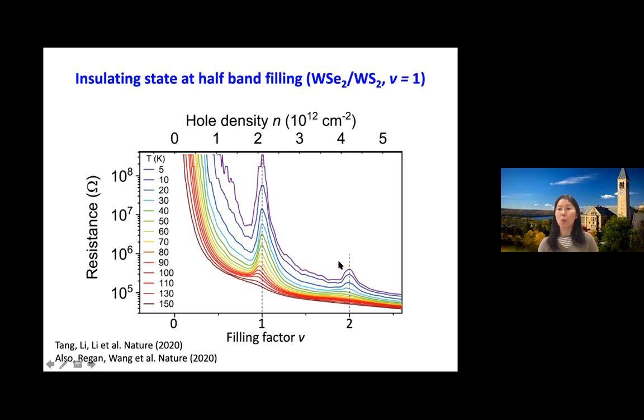So when we warm the system up, you can see the resistance peak goes down, and disappears somewhere here. And the temperature range for filling factor 1 peak to disappear is on the order of 150 Kelvin. So what is the origin of the resistance peak? So the material shows insulating behavior here.